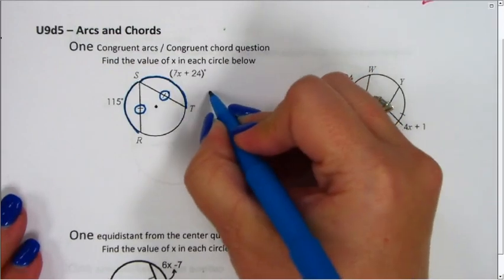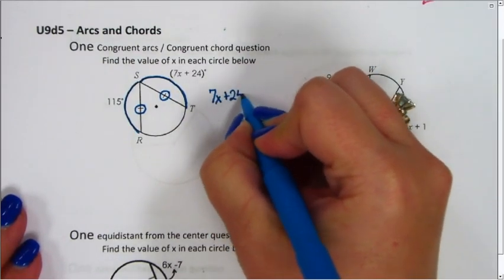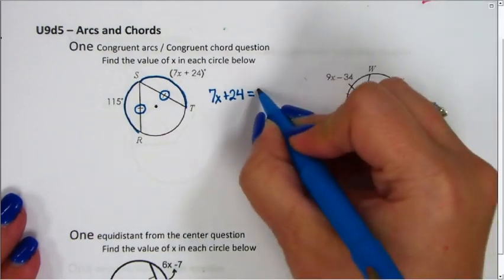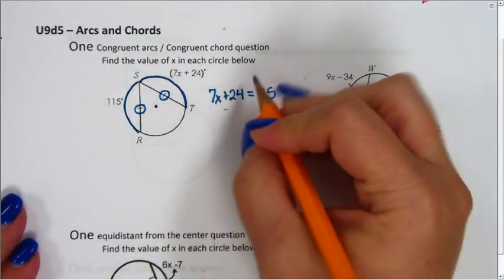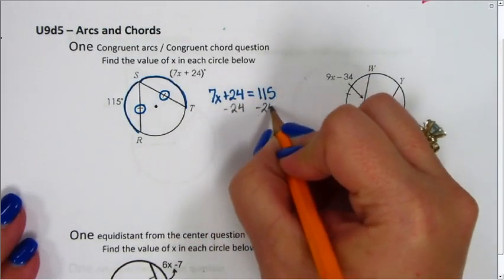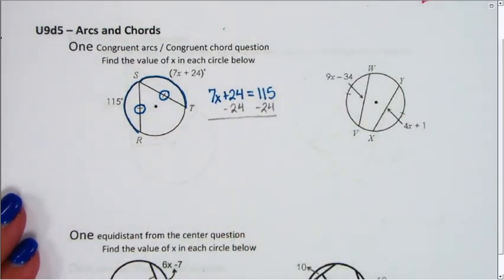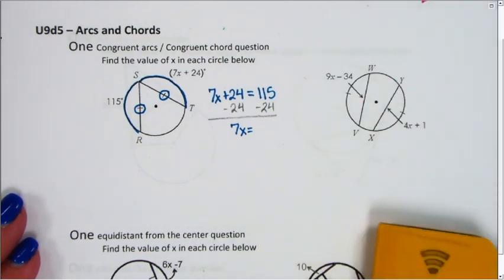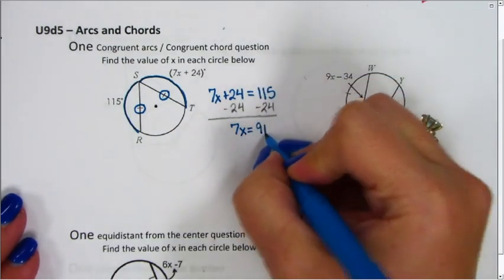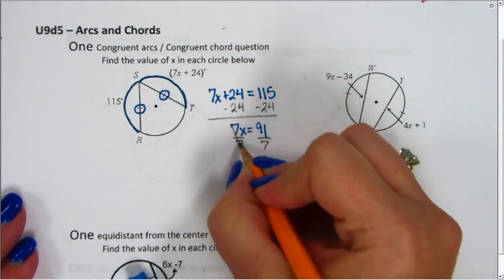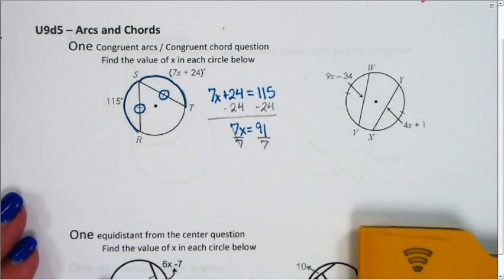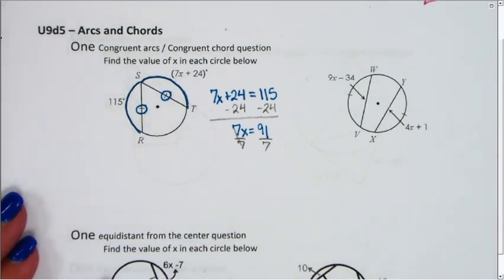So 7x minus 24, plus 24, is going to be equal to 115 degrees. To solve this, I'm going to do basic Algebra 1, subtract 24 on both sides. That's going to give me 7x equals 115 minus 24, is 91. I'm going to divide both sides by 7. 91 divided by 7 is 13.